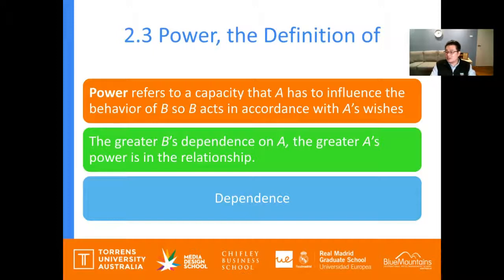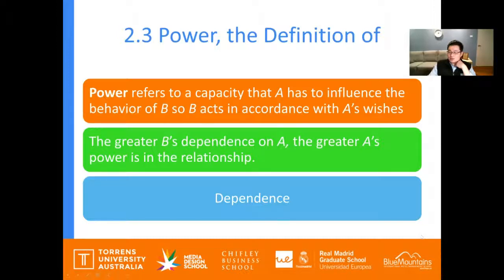Your employees have a very strong dependency because you are paying him or her the salary, and this is the only job he or she could find. Then they might have to do exactly what you are saying. So the greater the B's dependency on A, the greater the A's power is in this relationship.